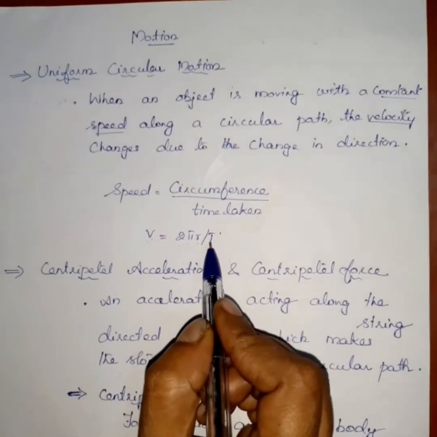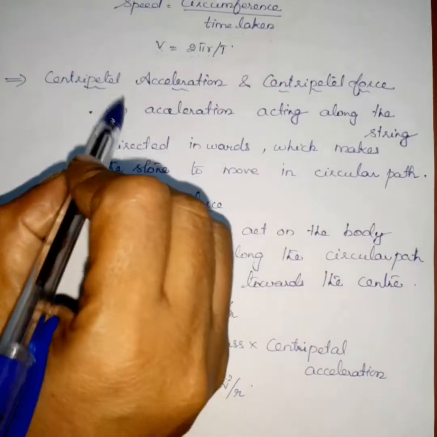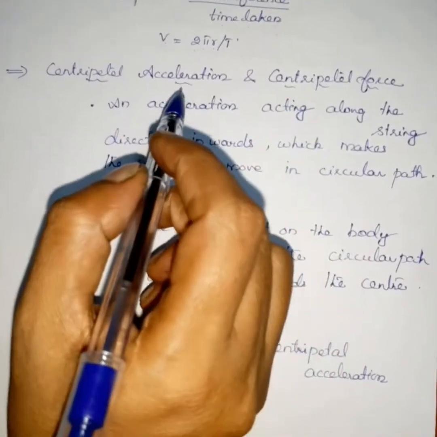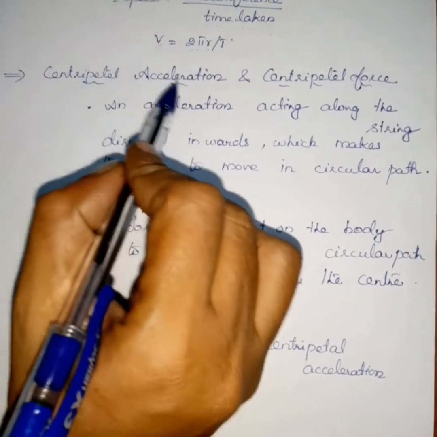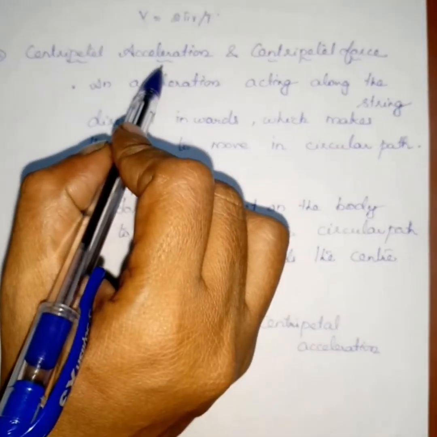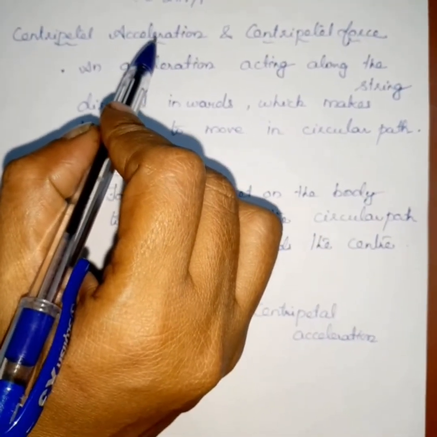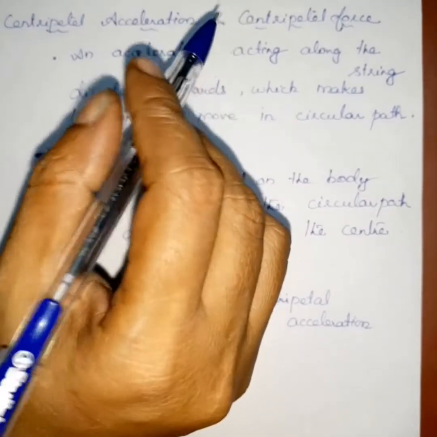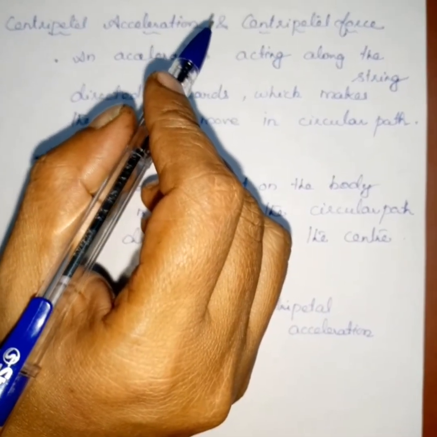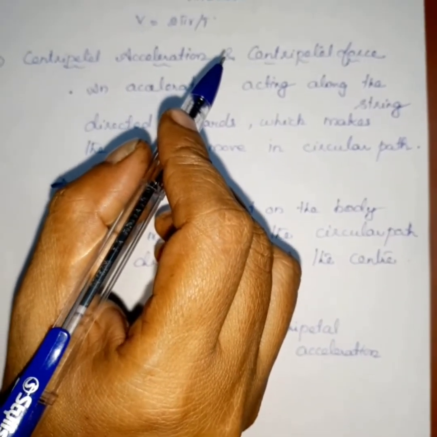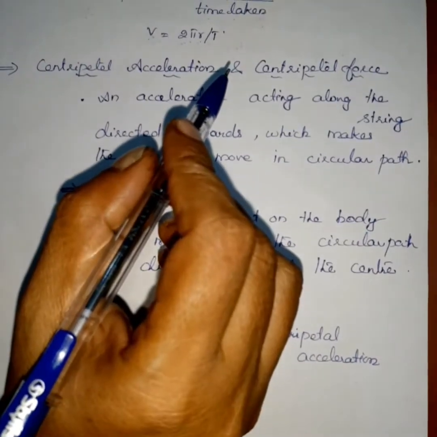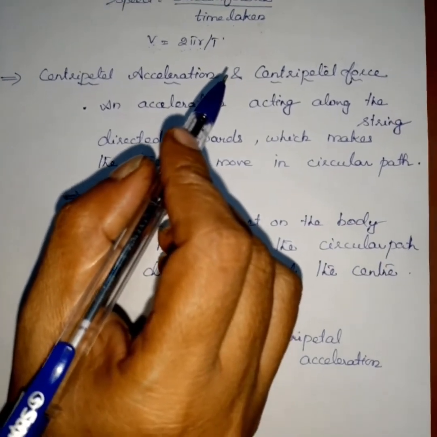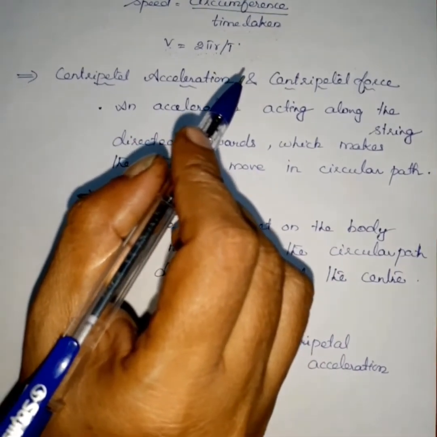We are going to study the centripetal acceleration and centripetal force. First, centripetal acceleration. The same activity you do. Take a thread. One end of the thread is tied to the stone. The other end you hold. Now you rotate the stone and observe its motion. What do you observe? The stone is rotating in circular motion.